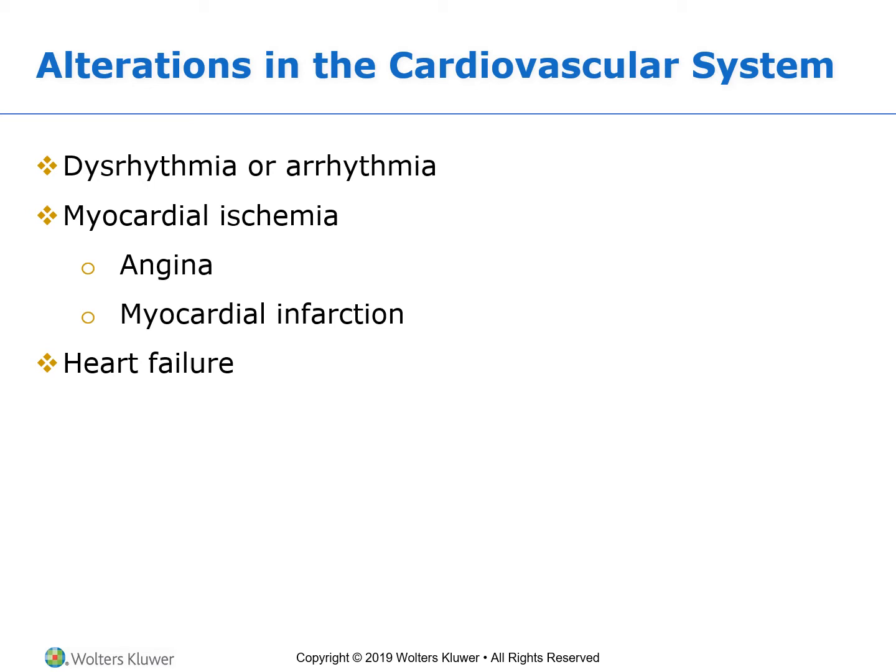Now, in an MI, we actually have a disruption in the blood supply. That's what's going on. Ischemia means the tissue's dying, and the reason why the tissue's dying is because it's not getting that oxygen supply, hence the blood supply.